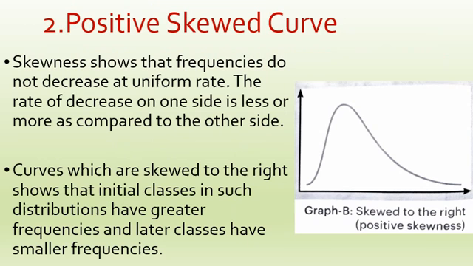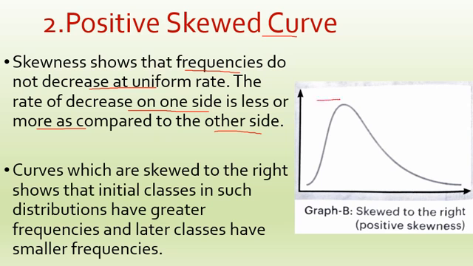The next one is positive skewed curves. Before starting, we should know what we mean by skewness. Skewness shows that frequencies do not decrease at uniform rate. They decrease at different levels. The rate of decrease on one side is less or more as compared to the other side. As in normal curve they were decreasing at uniform rate, but in skewed curves they do not decrease at uniform rate. Positive skewed curves means they are skewed to the right.